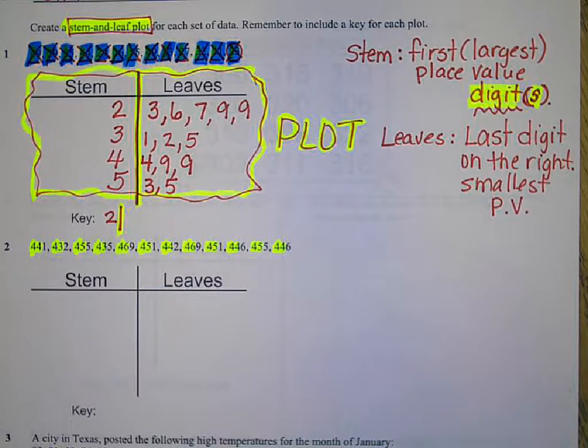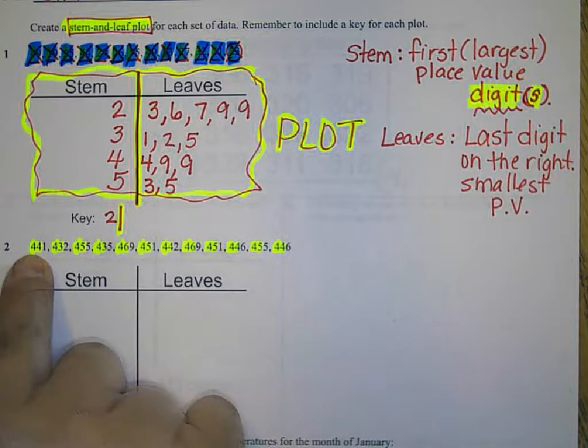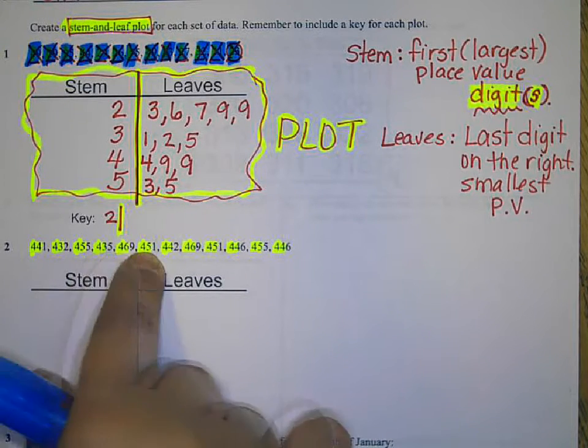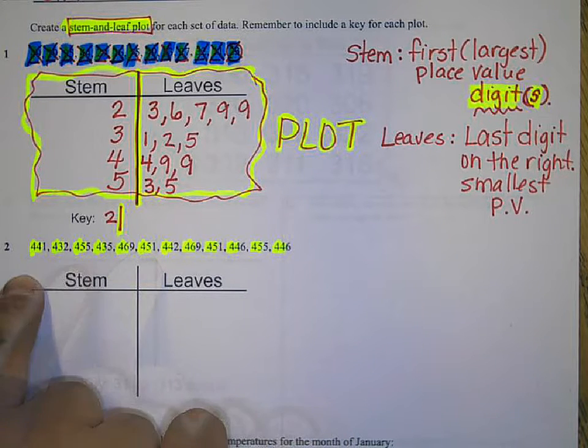Now can I use my first 2 digits, hundreds and tens, to make different stems? Yes, because they're not all the same, are they? No, so I can use them. The first thing I'm going to do is tell myself, okay, obviously they're all in the 400s, but 400 and what? What is my 10? I have 440, 430, 450, 430, 460. Notice how I'm saying just the second number as a 10.